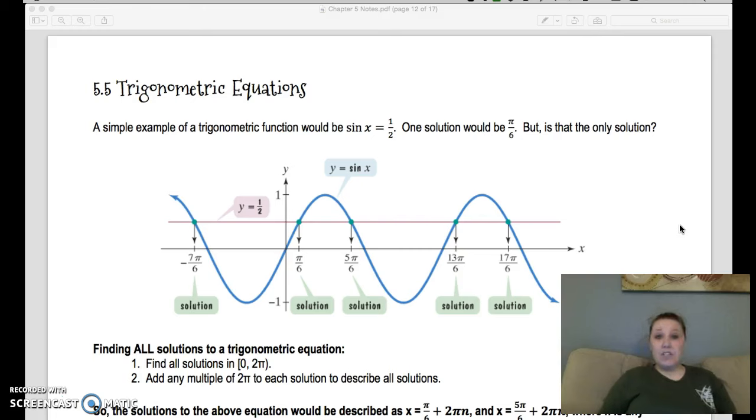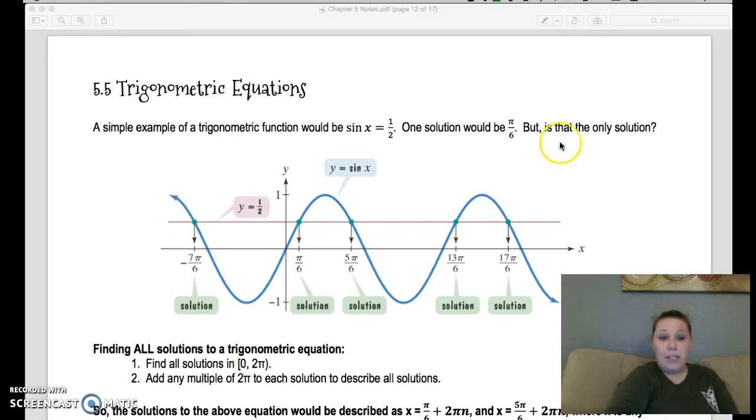So what section 5.5 is about, and this is still in the notes packet that you already have, is solving trigonometric equations. You're going to want your unit circles, which is why I'm doing the dorky little screen capture where you can see me in the bottom, because I want to be able to show you what you need to do on your unit circles. So a simple example of solving a trig function would be the sine of x equals 1/2.